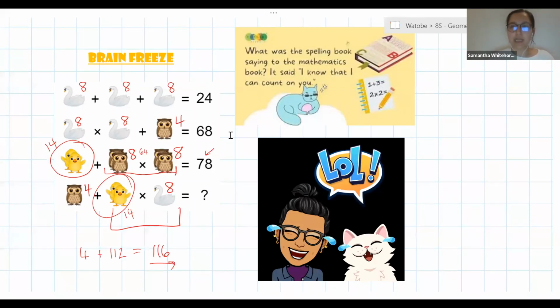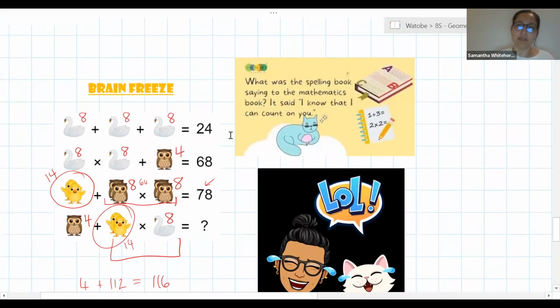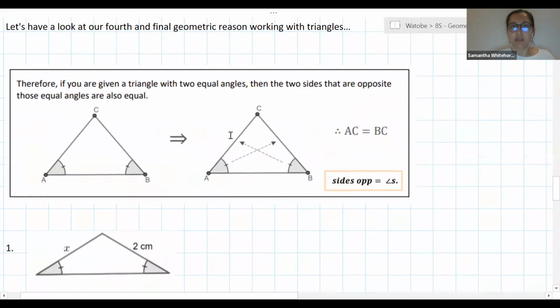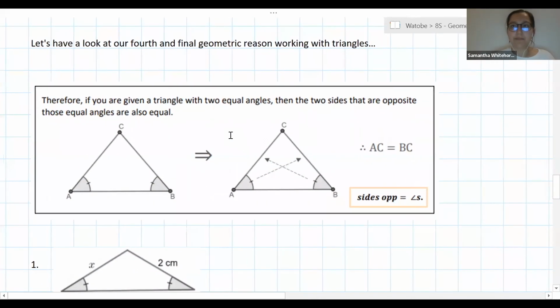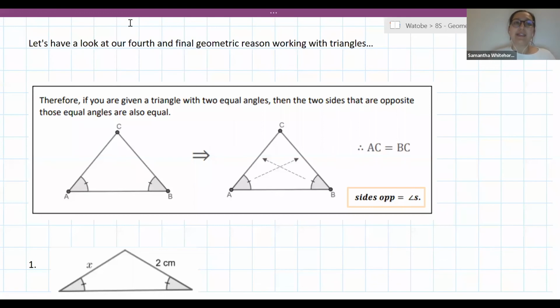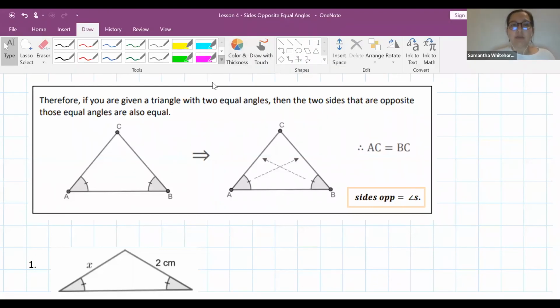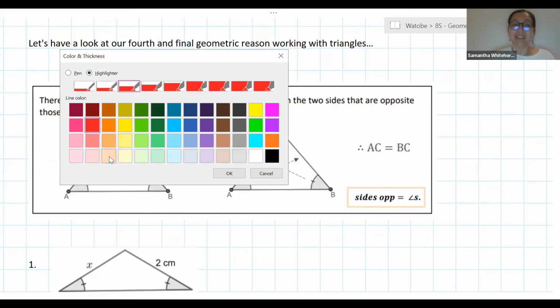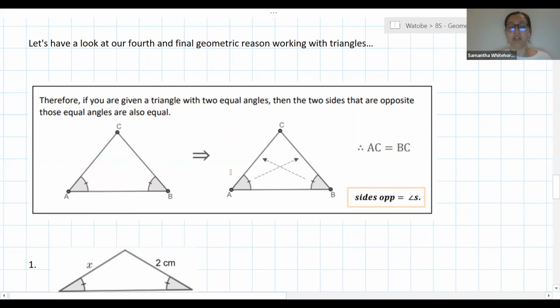And we are going to have a look at our final reason. It's not too hard a reason, but we do need to make sure that we're all happy. So this is our last reason that we're going to have a look at with triangles. This is now what I was saying earlier, in that this reason is very, very similar to sides opposite equal angles, but it is a little bit different. So we need to really focus and make sure that we're happy of why it's different.